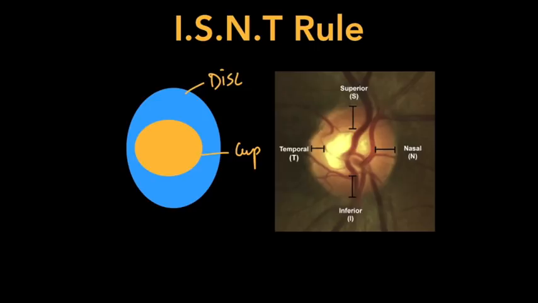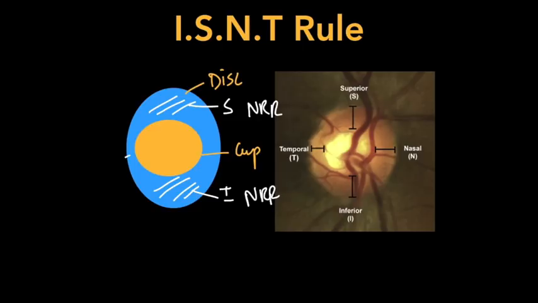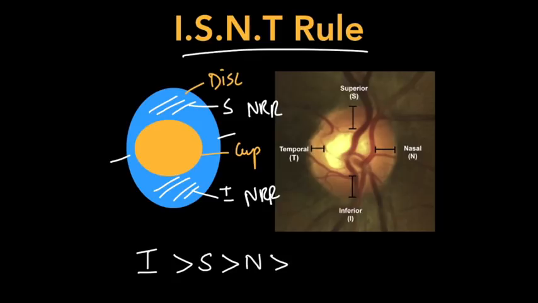Okay, because of the difference in their diameters, these contradicting dimensions of the disc and cup, one can notice that this tissue, which is in the superior aspect as well as inferior aspect, that is the superior and the inferior neuroretinal rim, they are thicker, whereas the temporal and the nasal ones are thinner, which brings us to the rule that the inferior neuroretinal rim is the thickest, followed by the superior, followed by the nasal, followed by the temporal. And that is what we call the ISNT rule.